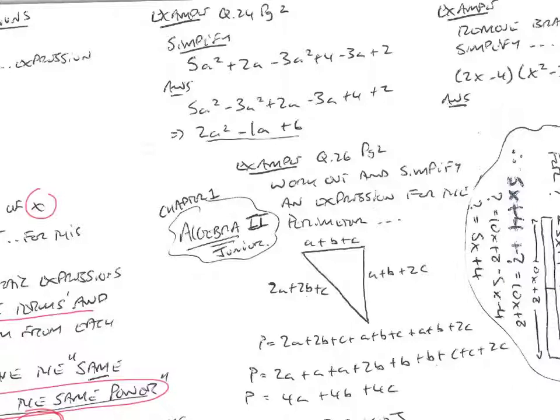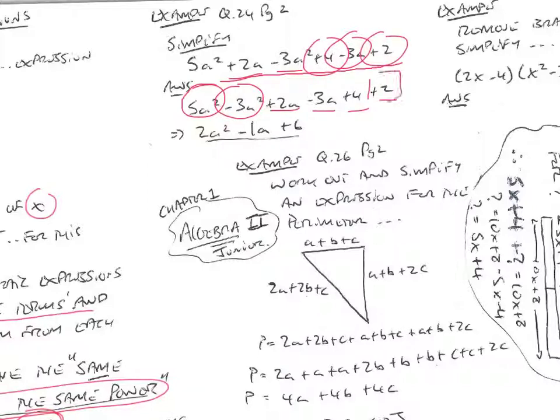So let's look at question 24 from page 2 of the book. Simplify 5a squared plus 2a minus 3a squared plus 4 minus 3a plus 2. Well, the first thing is to gather the like terms from left to right. Always start with the highest power. 5a squared minus 3a squared plus 2a minus 3a plus 4 plus 2. So you can see the signs travel with the term. Then once you've gathered the terms, 5a squared minus 3a squared is 2a squared. 2a minus 3a is minus 1a, plus 4 plus 2 is plus 6.